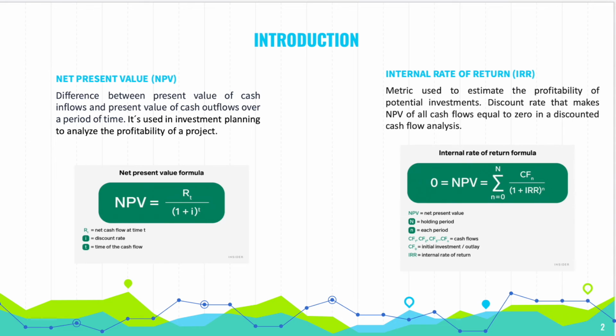The net present value, or NPV, is the difference between the present value of cash inflows and the present value of cash outflows over a period of time, of course. It's used in capital budgeting and investment planning to analyze the profitability of a project. People also use it to calculate the current total value of a future stream of payments.